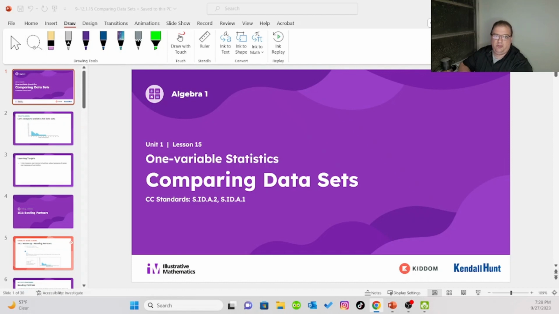We've done this a little bit throughout the other lessons. So today we're going to do one last run of comparing data sets. Remember, a lot of this is going to be on your test, so we need to make sure you understand how to do this.